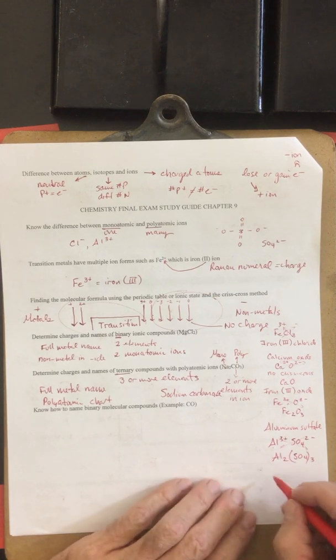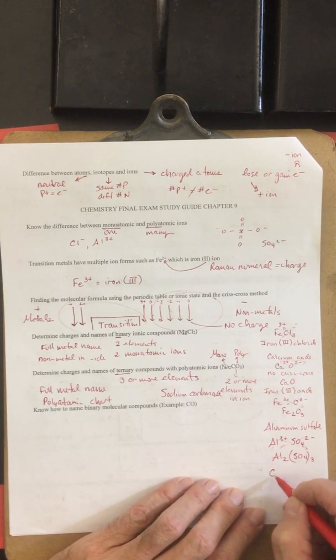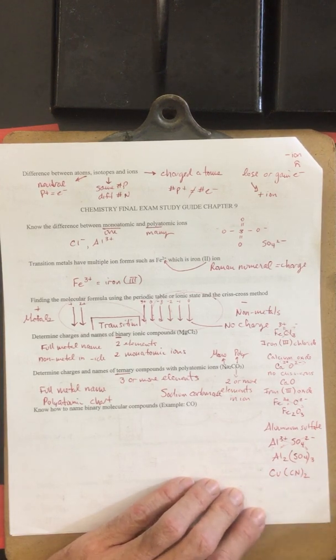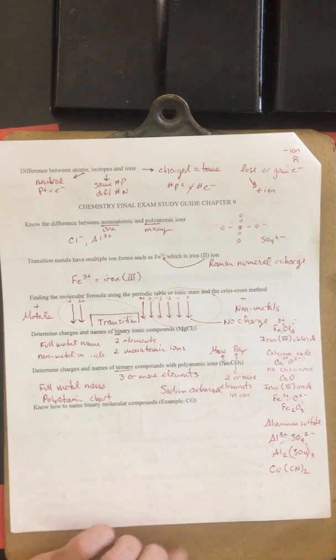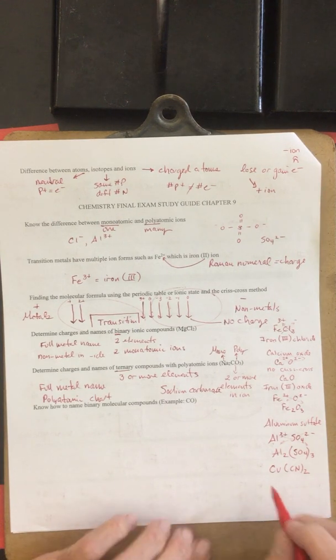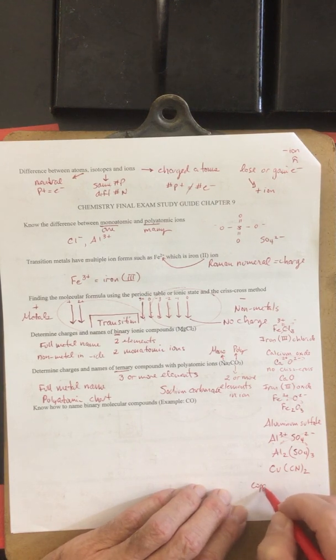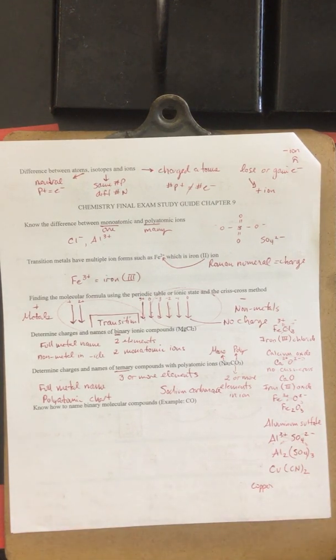Well, what's the name of this one? We have CuCN2. Okay, so if I look at my periodic table, my Cu is going to be copper. But then you have to ask yourself, is copper a group 1, a group 2, a group 3, or is it a transition metal? And the answer is it's a transition metal because it's in that middle block.